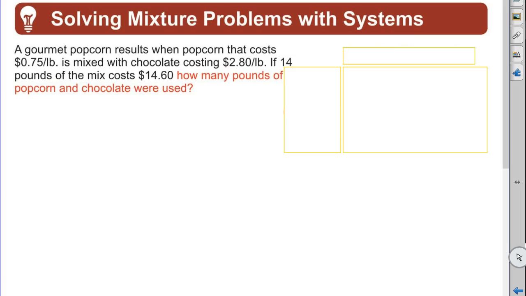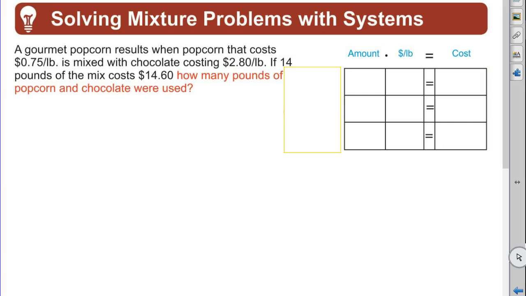All right, so what's the formula on these? It can vary a little bit, but basically it's the amount of each substance, either the price per pound or the percent, depending on the type of problem, and usually the total cost or total amount. So in this case, those are our columns. So we have 3 columns, but we also want 3 rows. And why do we want 3 rows? Well, you need a row for the popcorn, a row for the chocolate, and we need that 3rd row for the mix. All right, so let's go through and fill in our chart.